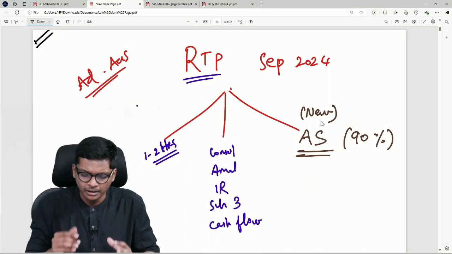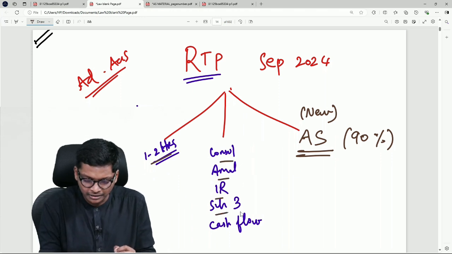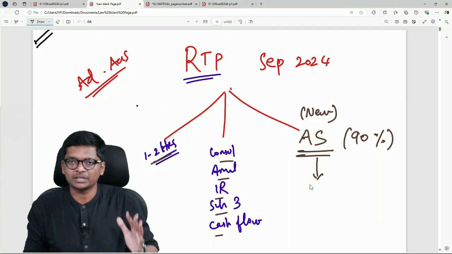So this is the first introduction. 1 to 2 hours we will take. These chapters are not covered in this RTP. Remaining AS, predominantly all of them are over there.